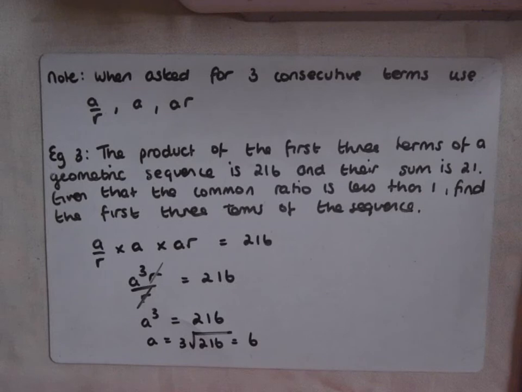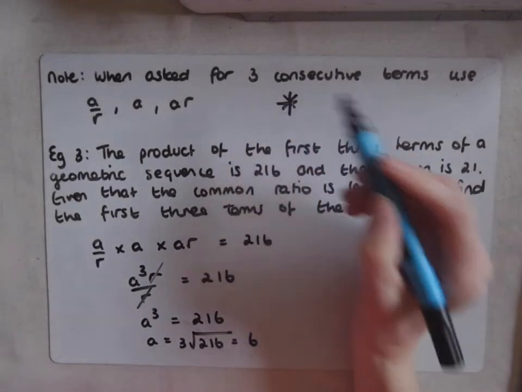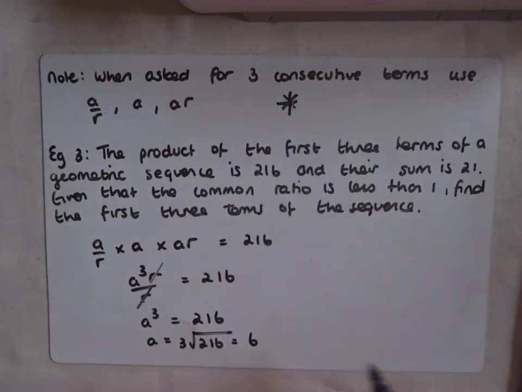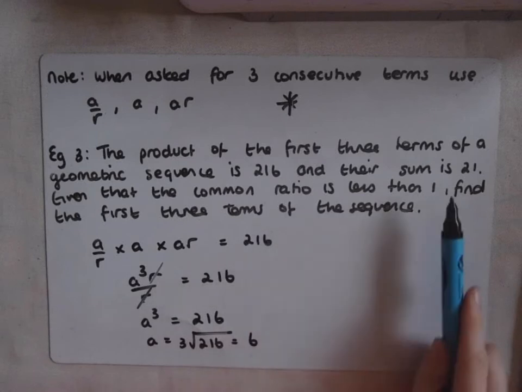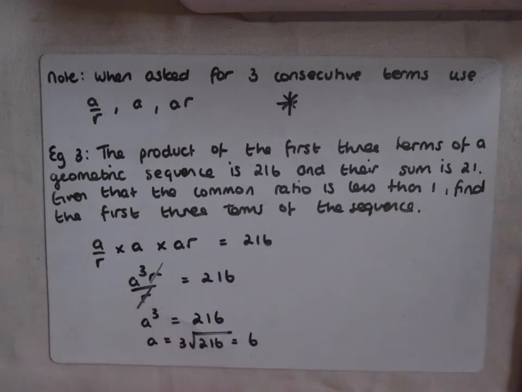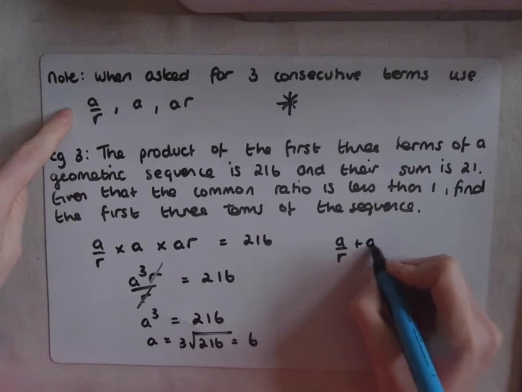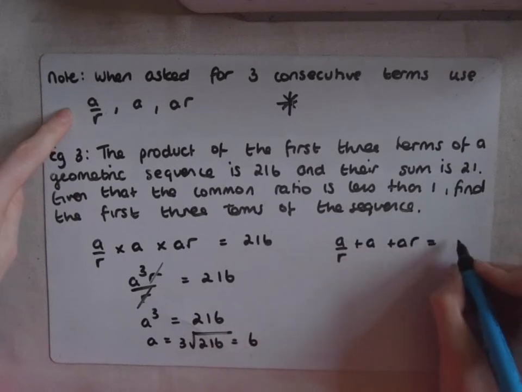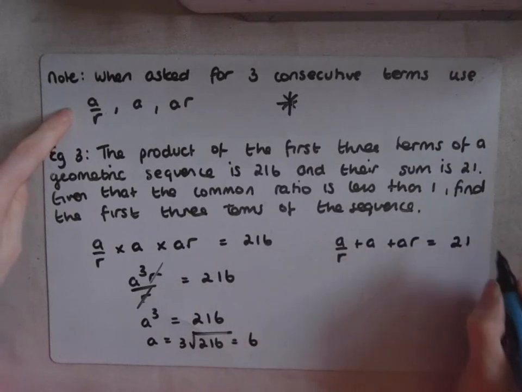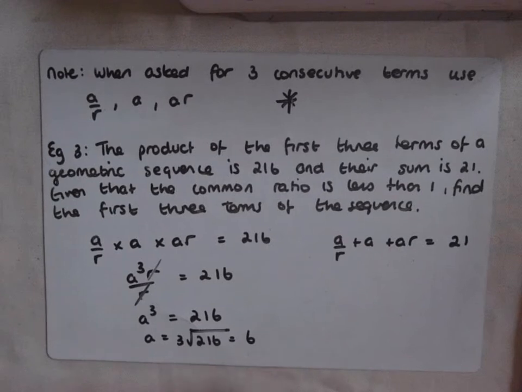So just learn that. Now, the next part of the question, it says their sum is 21. Okay, so the sum of these, A over r plus A plus A r is 21. Now, I already know that A is 6, so just throw that in.